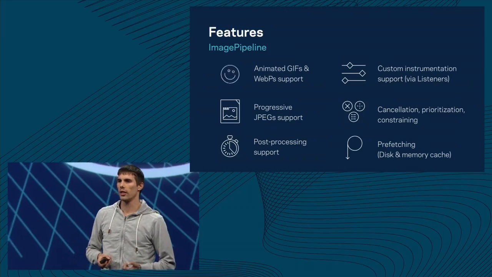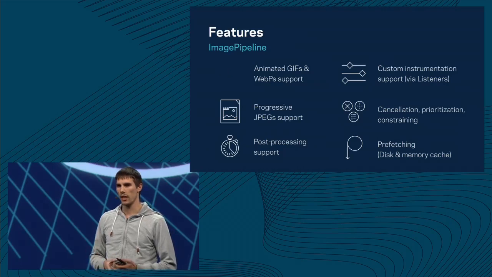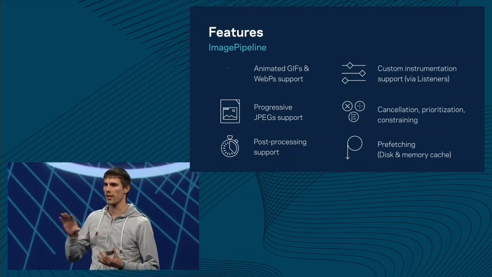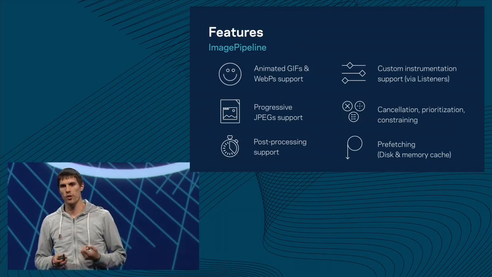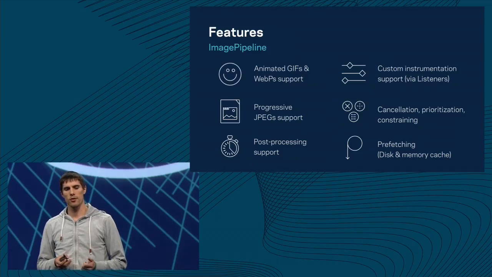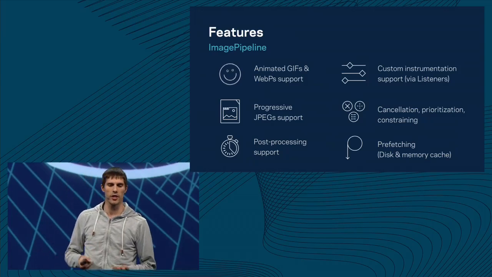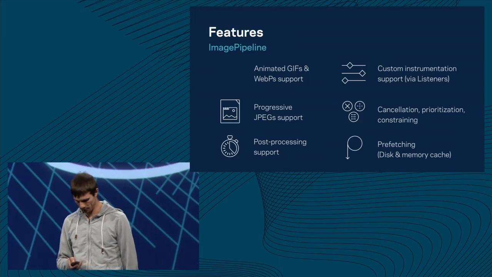But this is not all that our pipeline needs to support. It supports animated GIFs and animated WebPs. It supports progressive JPEGs so that the image can load progressively rather than having to wait to be fully downloaded. We support post-processing. Blur would be one example. Then there is instrumentation, and this is very important for identifying areas for improvement and also for regression detection. And finally, there is support for cancellation, prioritization, and prefetching.